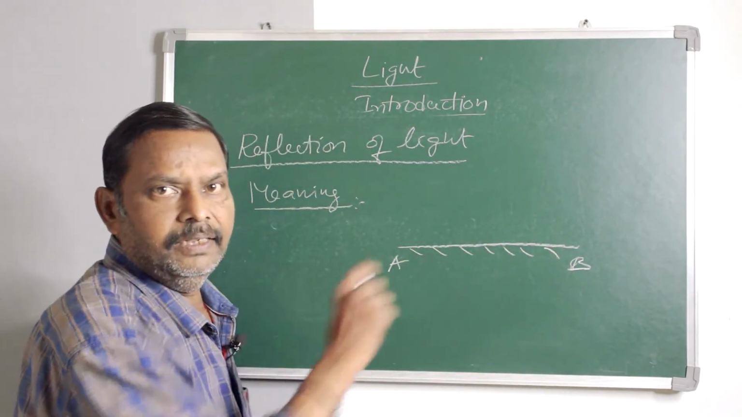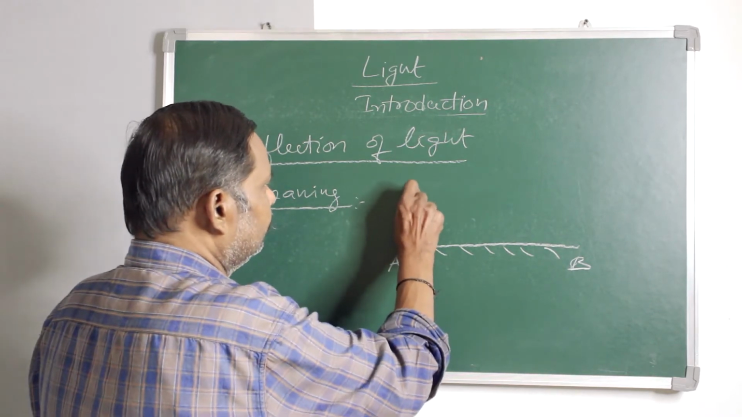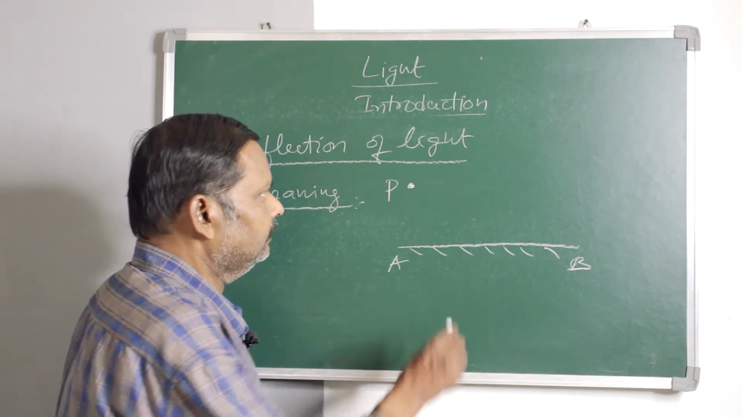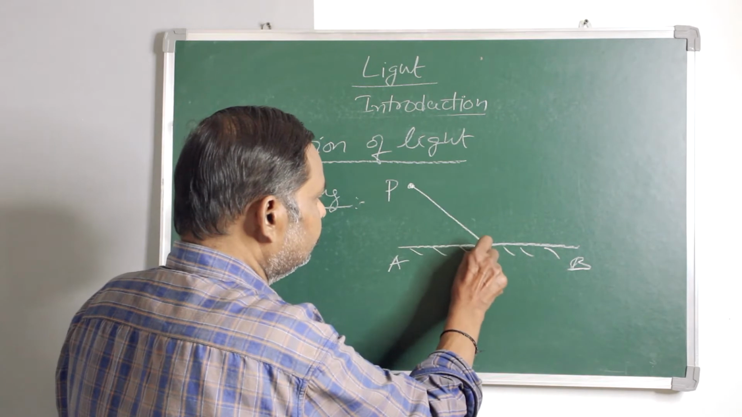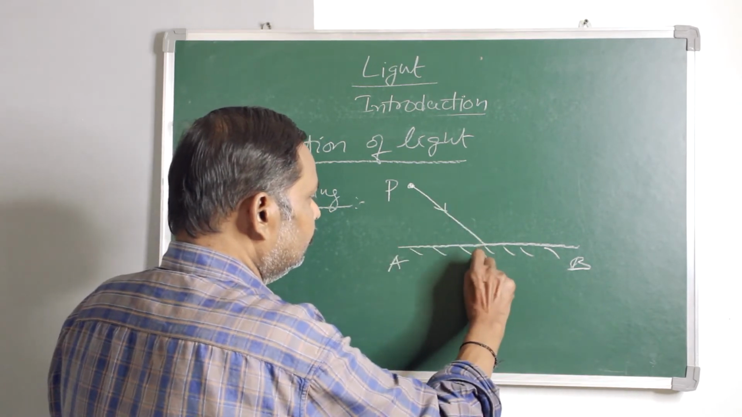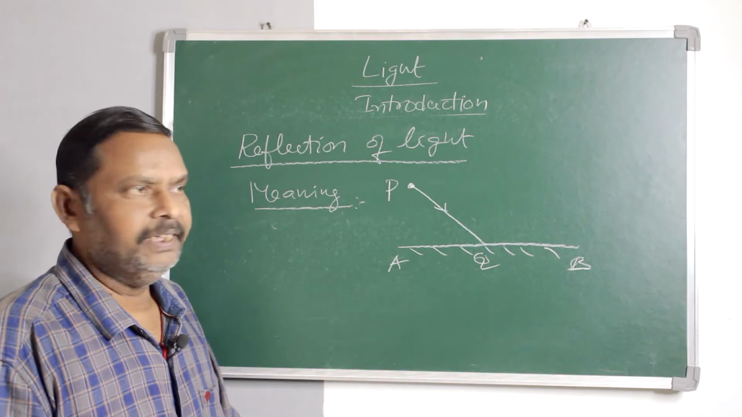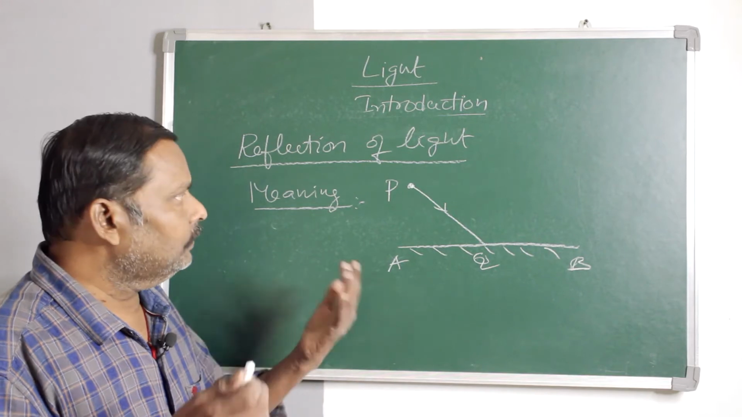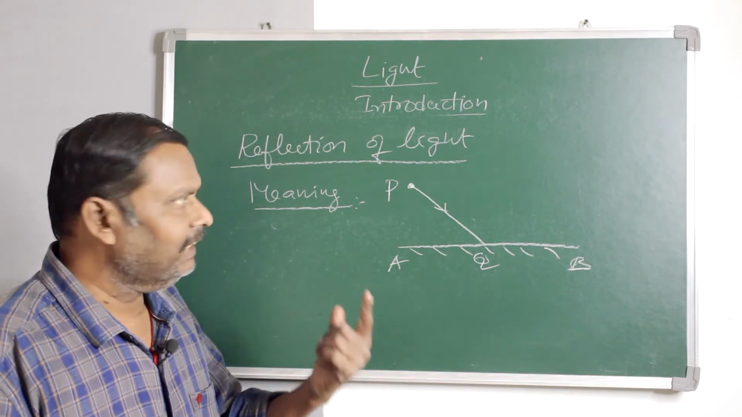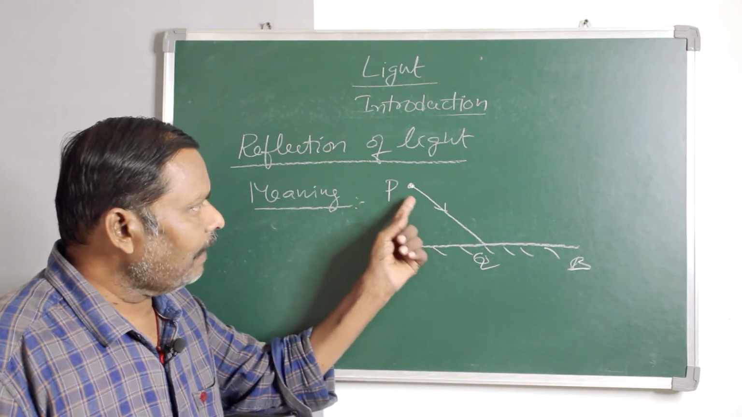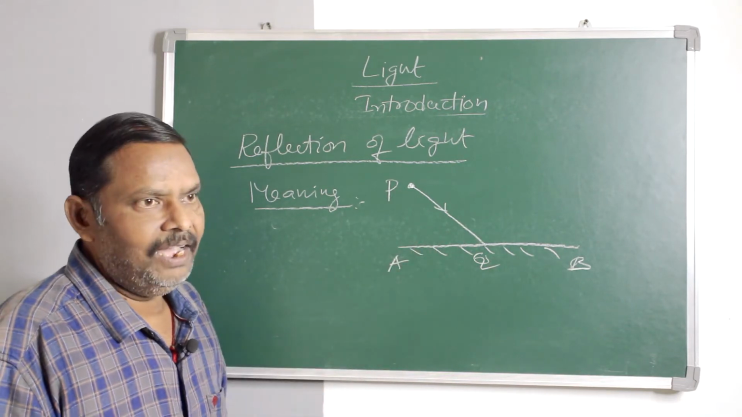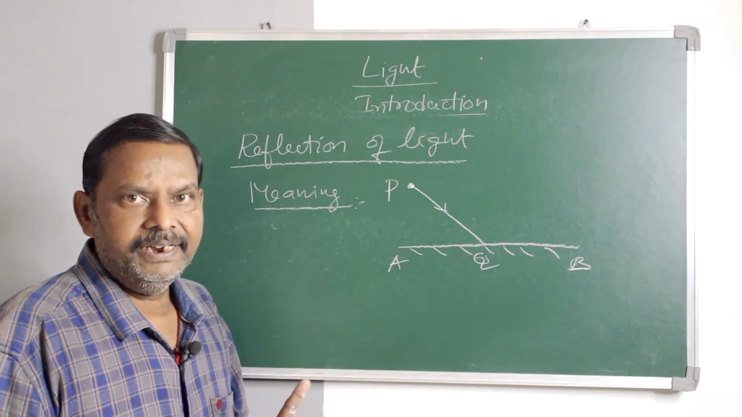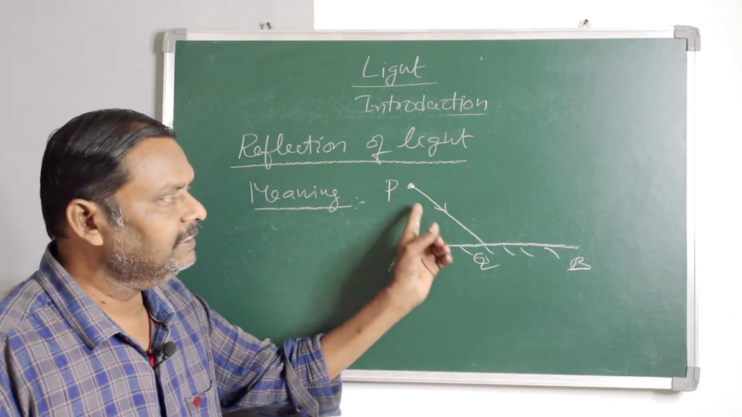Here AB is the opaque surface, P is the source of light. From the source of light P, a large number of light rays start and they move in different directions. Among those large number of light rays, I am taking one light ray PQ, and this is approaching the opaque surface. The ray of light approaching the opaque surface is called incident ray.